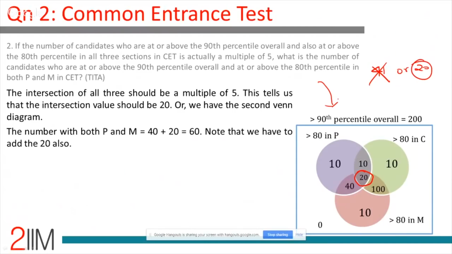Now let's look at the question. What are the number of candidates who are at or above the 90th percentile overall, effectively within this Venn diagram, and at or above the 80th percentile in P and M? P and M would be this 40 and this 20. This is P, M and C. That's all right. P and M, I'll have to count both. 40 plus 20, 60. It's a trap question. Don't end up writing 40. They're not saying only P and M. They're saying P and M. So it could be P and M, or P, M and C. Guys who have got above 80th percentile in all 3 have definitely got above 80th percentile in P and M. That is included. So 40 plus 20, 60.